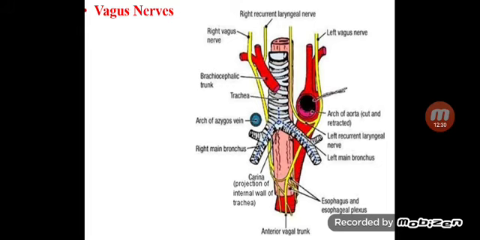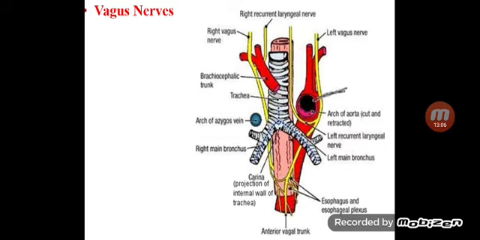The vagus nerve passes behind the root of the lung. Both the right and left vagus descend behind the root of the lung. So the right vagus nerve descends behind the root of the right lung, and you remember it shares in the formation of the pulmonary plexus, which is the autonomic plexus. It gives parasympathetic fibers to the pulmonary plexus to supply autonomic innervation of the lung.